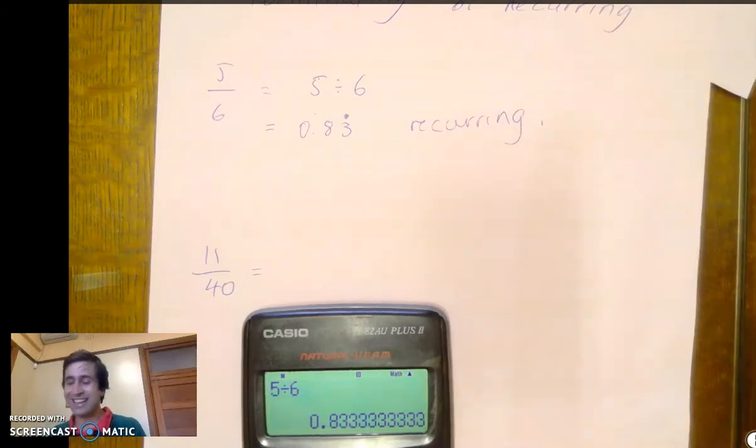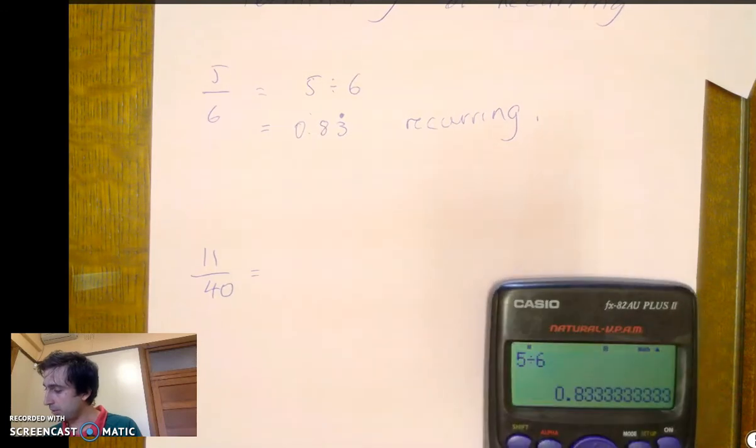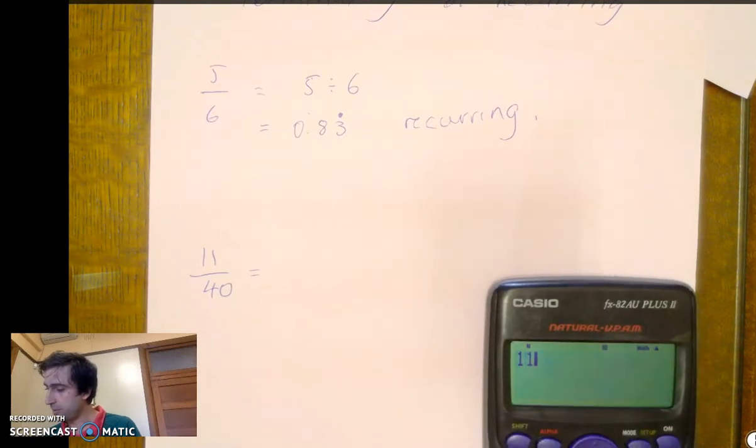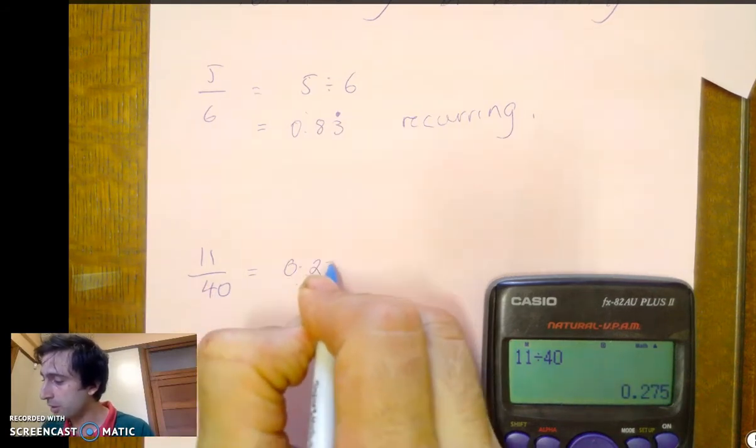What about 11 divided by 40? Same thing. 11 divided by 40, or 11 over 40, is 0.275, therefore obviously it's terminating.